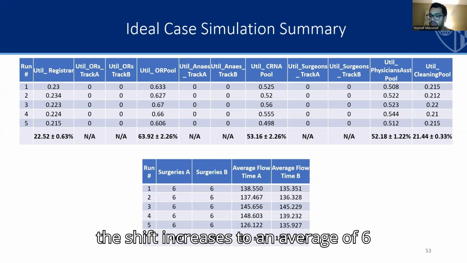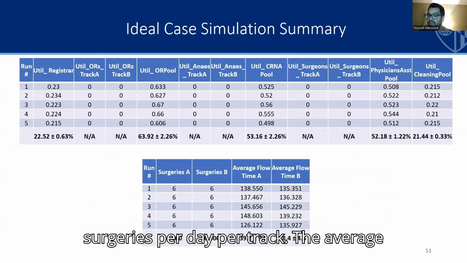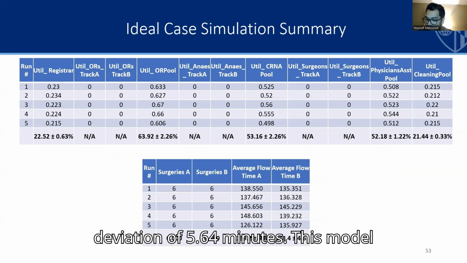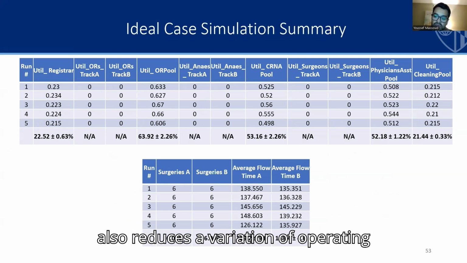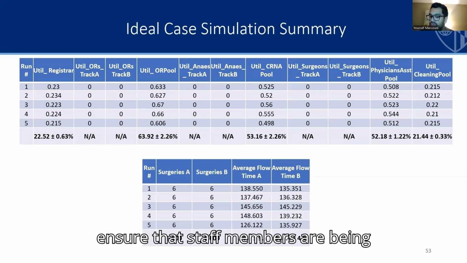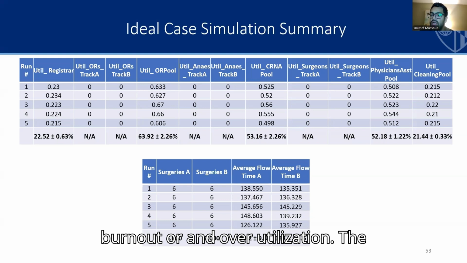The surgeries completed in a shift increase to an average of 6 surgeries per day per track. The average flow time significantly decreases from the base case to 138.846 minutes with a standard deviation of 5.64 minutes. This model also reduces the variation of the operating rooms, anesthesiologists, and surgeons to a significant extent to help ensure that staff members are being utilized without running the risk of burnout or overutilization.